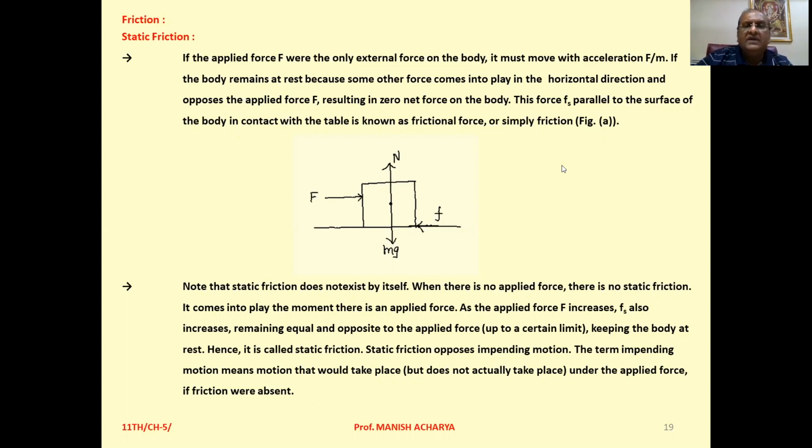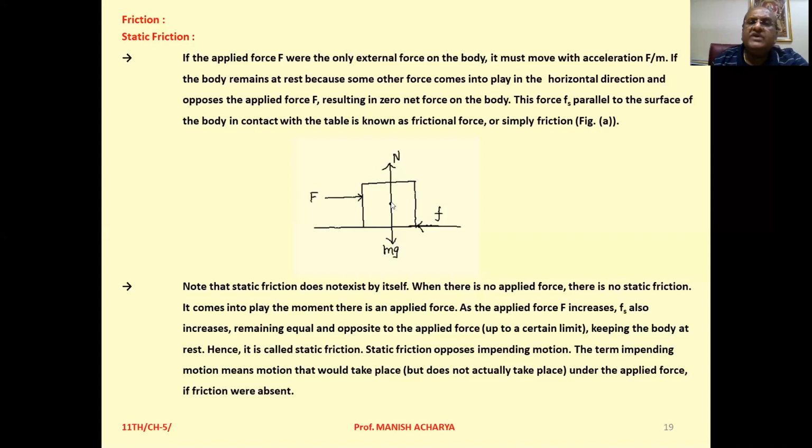Now see, what is the situation here? Suppose we take a block lying on a horizontal surface, and on that block we apply some force F in the direction shown in the figure. Now suppose the block is not moving, the block remains stationary. So when the block is lying on the surface, the weight of the block acts on the surface in the downward direction, and that is equal to mg.